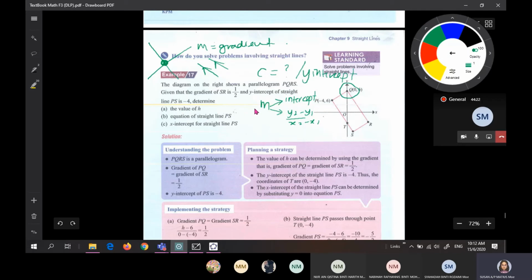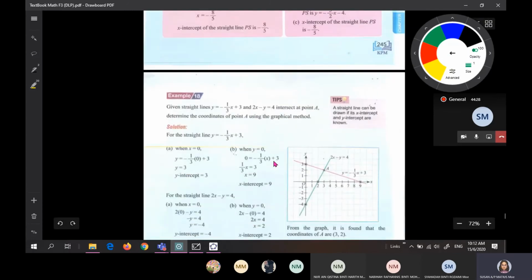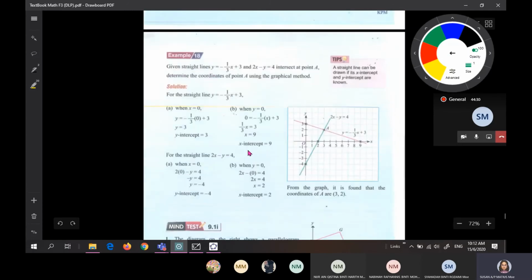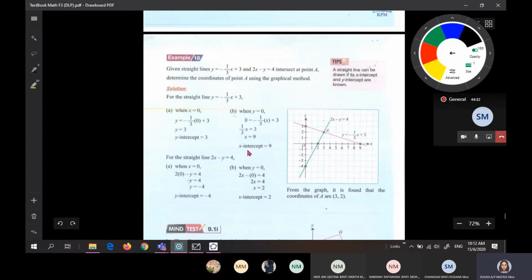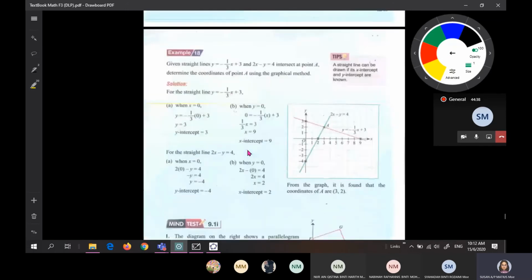So I will end the section by giving you example 17. You have two examples here. Maybe I will show you example 17 and you can read through example 18. So that's the last one.